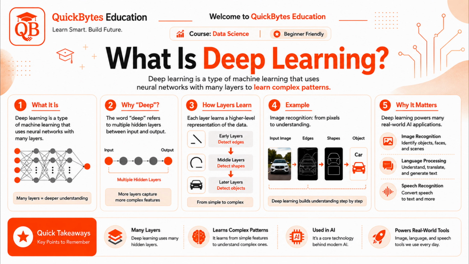You may also hear the term deep learning. Deep learning is a type of machine learning that uses neural networks with multiple layers. The word deep usually refers to having many hidden layers. More layers can help the network learn more complex patterns.